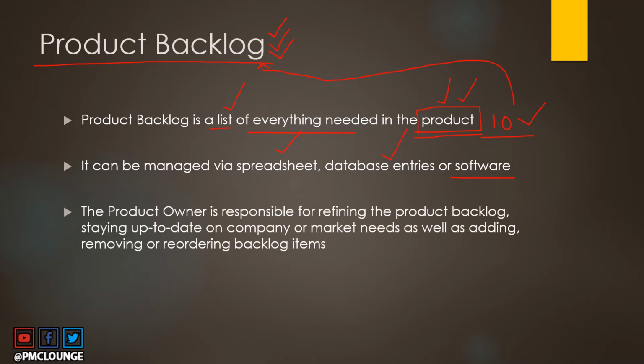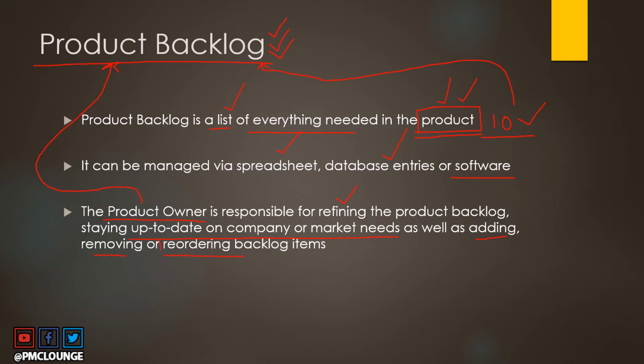The product owner is the person who is responsible for refining the product backlog, staying up to date on company or market needs. So whatever the company needs or whatever the market needs, the product owner needs to ensure that all those requirements, all those feature requests are part of the product backlog. And the product owner is also responsible for adding, removing, or reordering backlog items.